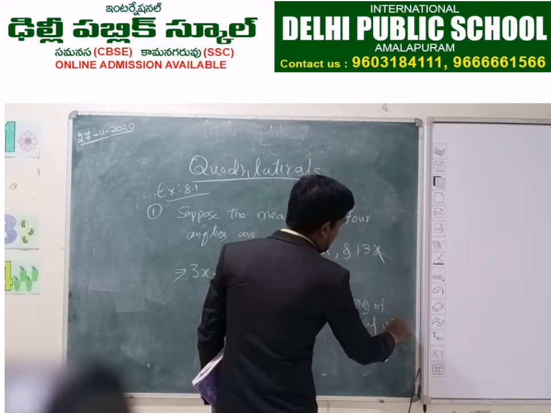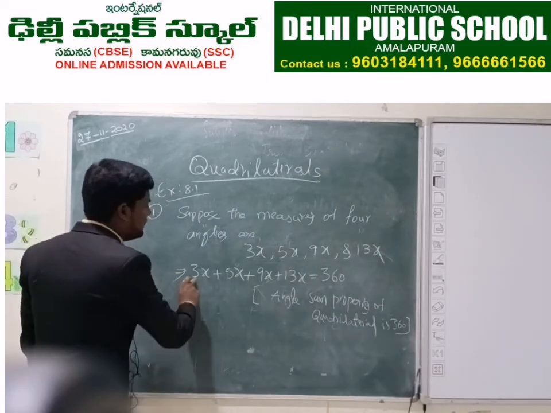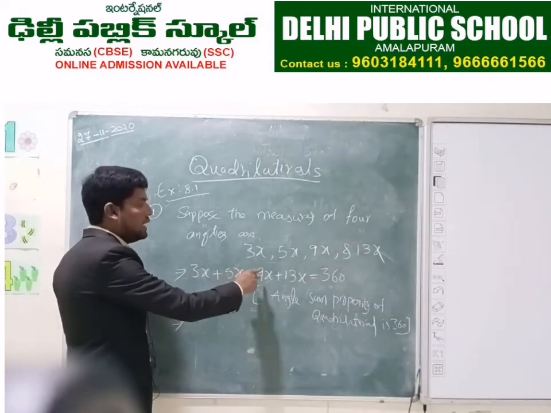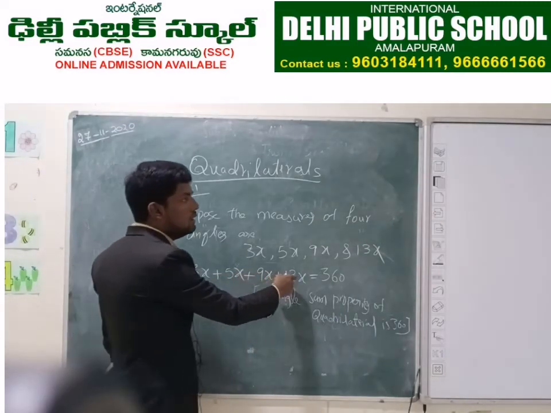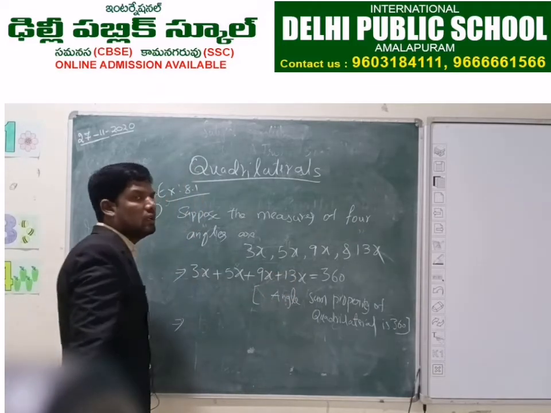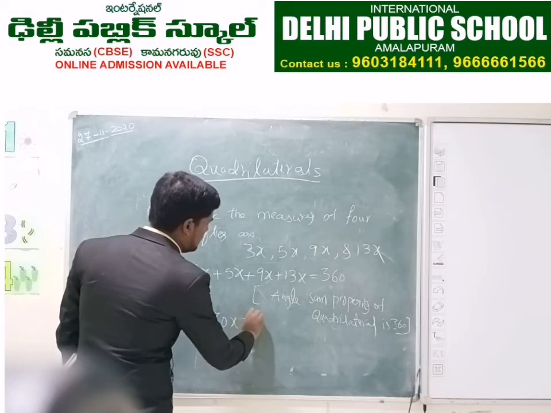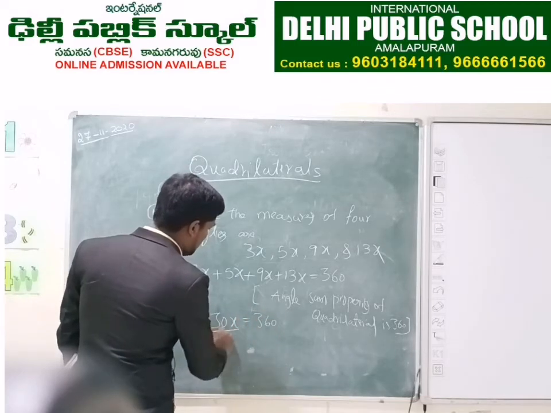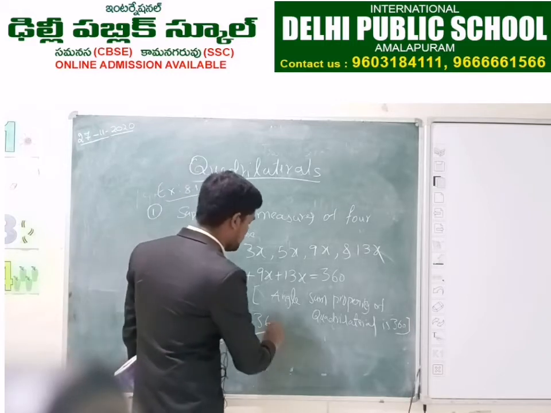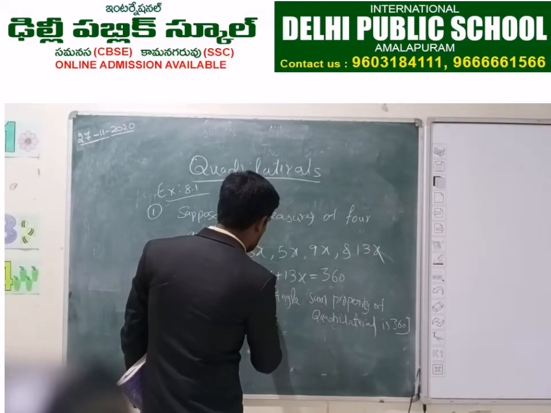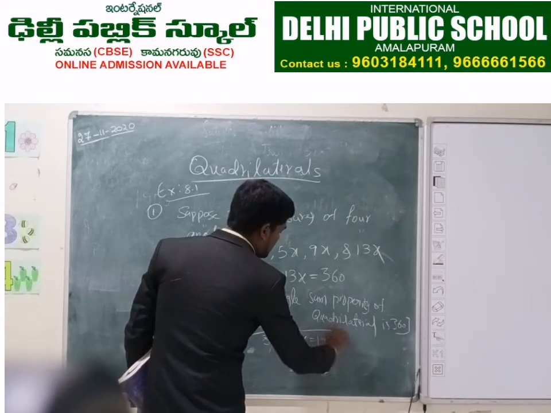The sum of the angles of a quadrilateral is 360 degrees. Okay. See, if we add, how much will we be getting here? 3 plus 5 is 8. 8 plus 9 is 17. 17 plus 13 is 30. So 30x is equal to 360. Divide both sides by 30. 30 cancels, 0 cancels, and we get 3 ones are 3, 3 twos are 6, so 12. So x is equal to 12 degrees.